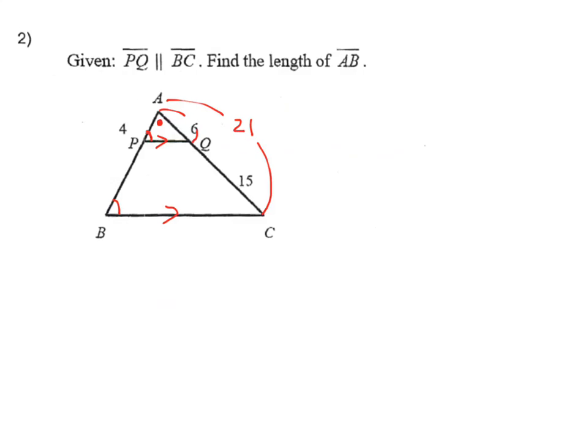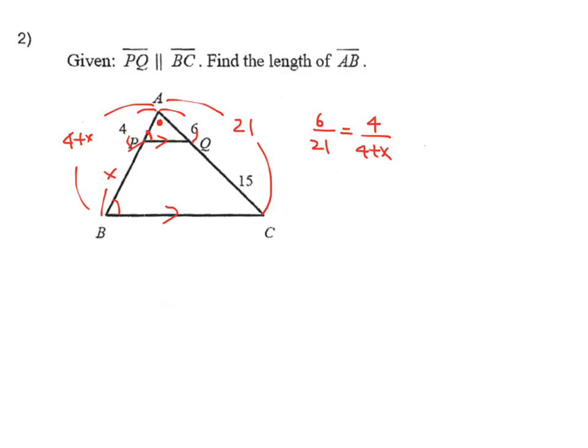Now, so 6 corresponds to 21. How about the other side? We have 4 corresponds to what's the whole thing? I don't know. Let me call this one x. Then the whole thing would have been 4 plus x, because if only the bottom portion is x, as you can see here, then 4 has to be added on to x to get the whole line segment. So therefore, the equation which we can write up is 4 plus x.